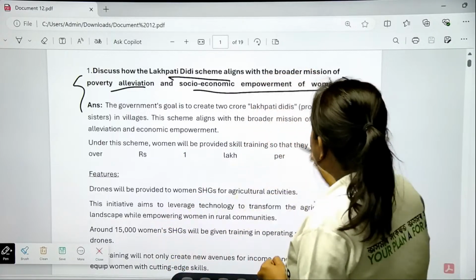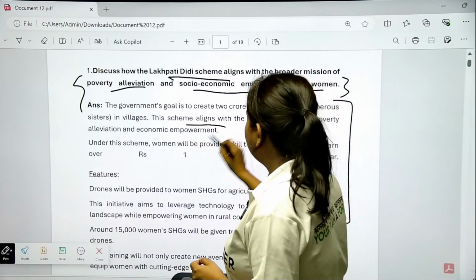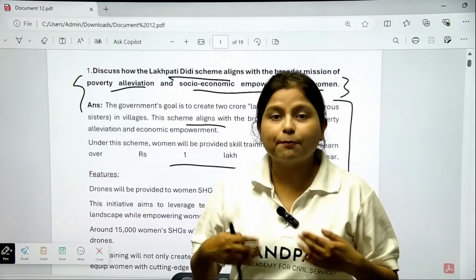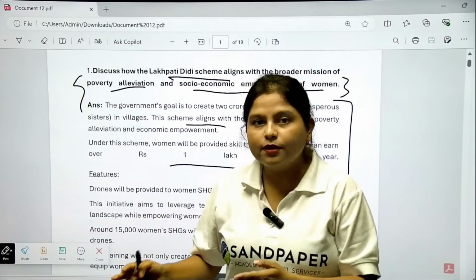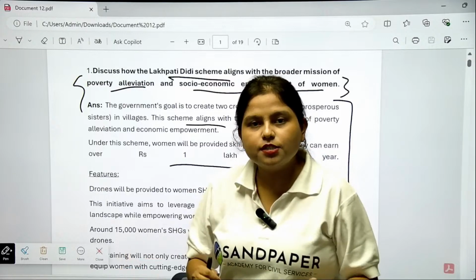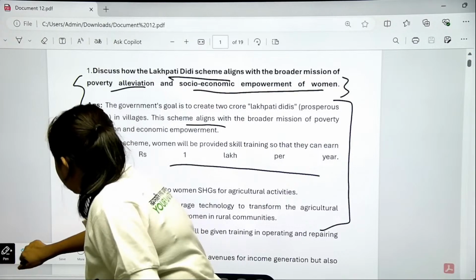But how is it exactly going to help the women, the beneficiaries who are going to be directly affected by the Lakhpati Didi scheme? So what did we have to write?